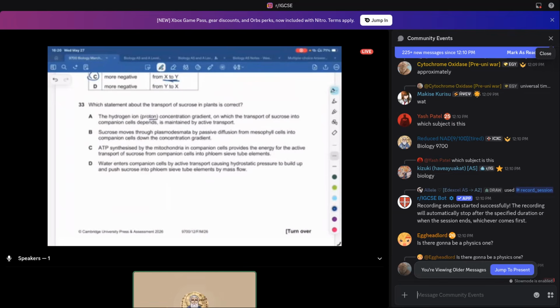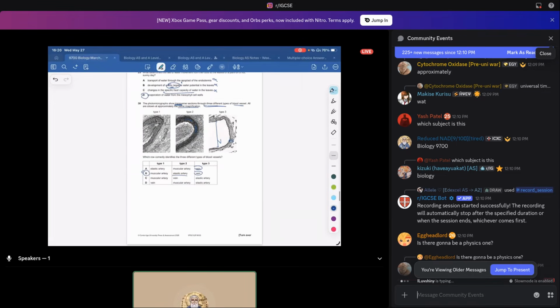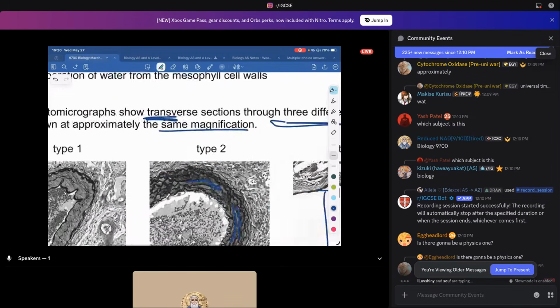Which statement about the transport of sucrose in plants is correct? The proton gradient is maintained by active transport, correct. Sucrose moves through plasmodesmata by passive diffusion from the mesophyll, no, to the companion, no. It moves from the companion to the phloem sieve tube, not from the mesophyll to the phloem. So the answer is B.